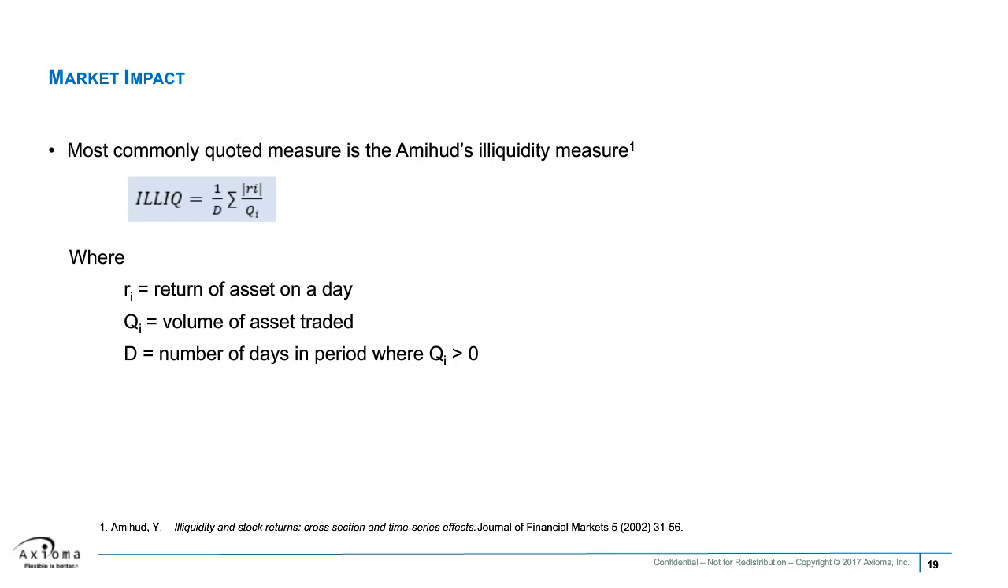Moving on to market impact. The most commonly quoted measure in the literature is probably the Amihud illiquidity measure, which is stated here, and is a function of the return of an asset on a day and the volume of the asset traded, looked at only over the number of days in the period in which that asset did trade.